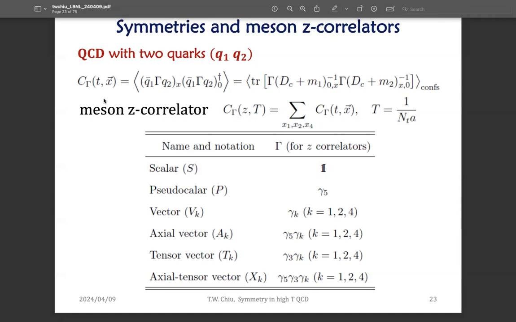So the classification of the meson operators: scalar is the identity, pseudo-scalar is gamma 5, and vector is gamma 1, 2, and 4. The reason we omit 3 is that 3 is the direction of propagation, so it is not counted. Then the axial vector is gamma 5 gamma k, the tensor vector is gamma 3 gamma k, and the axial tensor vector is gamma 5 gamma 3 gamma k. It's easy to remember that axial means there's an extra gamma 5 in front.